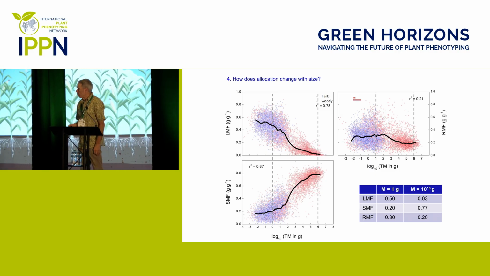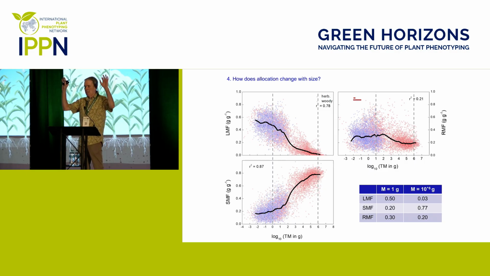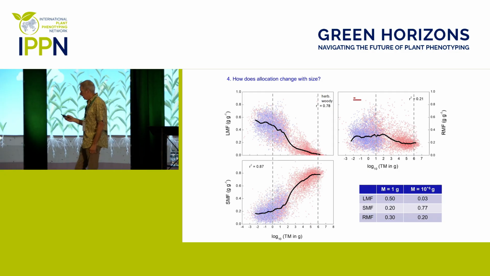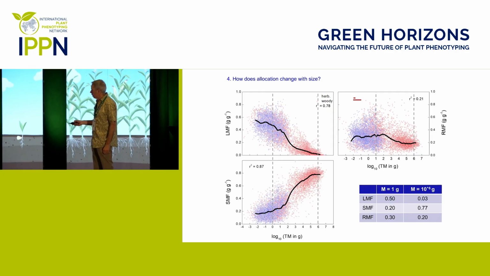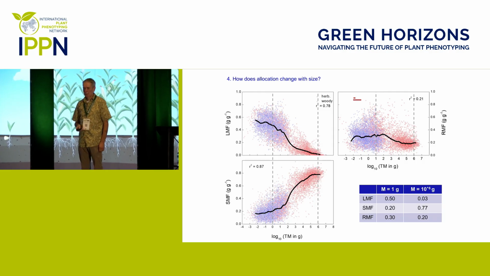Okay, so if we compare plants with a mass of 1 gram, you see the leaf mass fraction is about 0.5, stem mass fraction about 0.2, and root mass fraction 0.3. So this is a kind of overall average. And if you go to very big plants, you see that trees have about 2 to 3, 4% in the leaves, 70 to 80% in the stem, and only 20% in the roots.